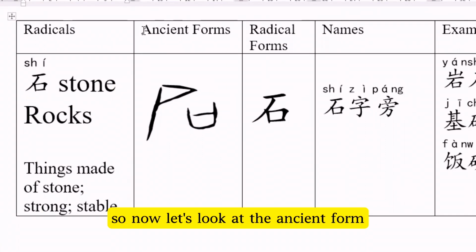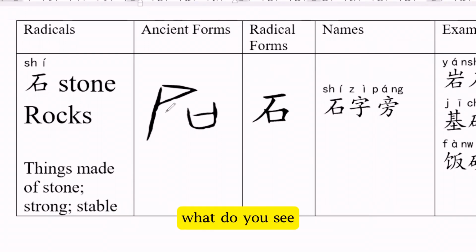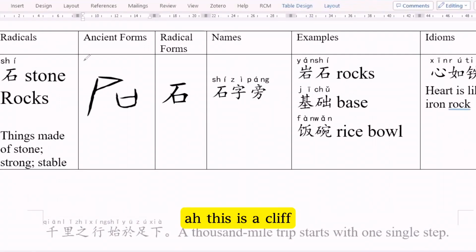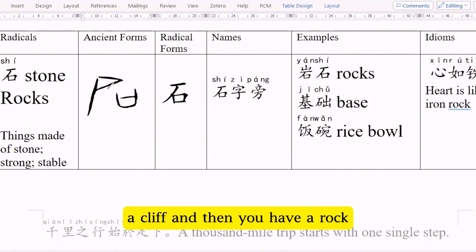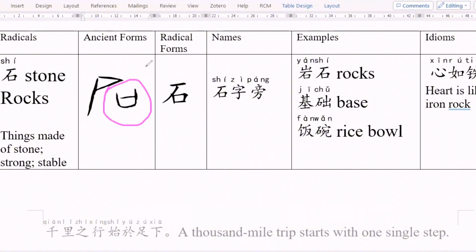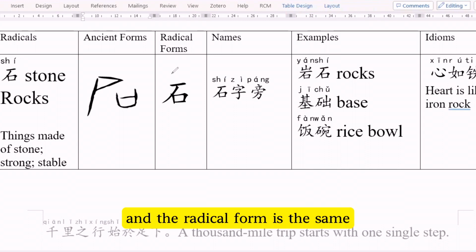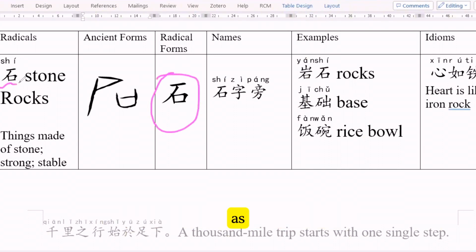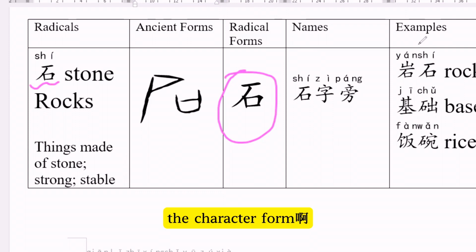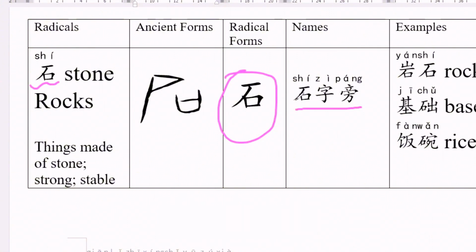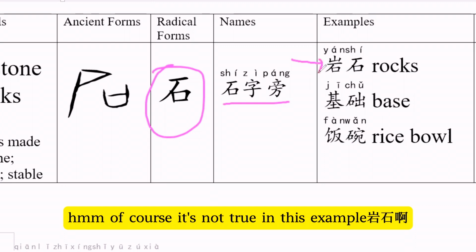Okay, so now let's look at the ancient form. What do you see? This is a cliff, and then you have a rock falling. And the radical form is the same as the character form. And 石字旁, so often you'll find 石 on the left side. Of course, it's not true in this example.